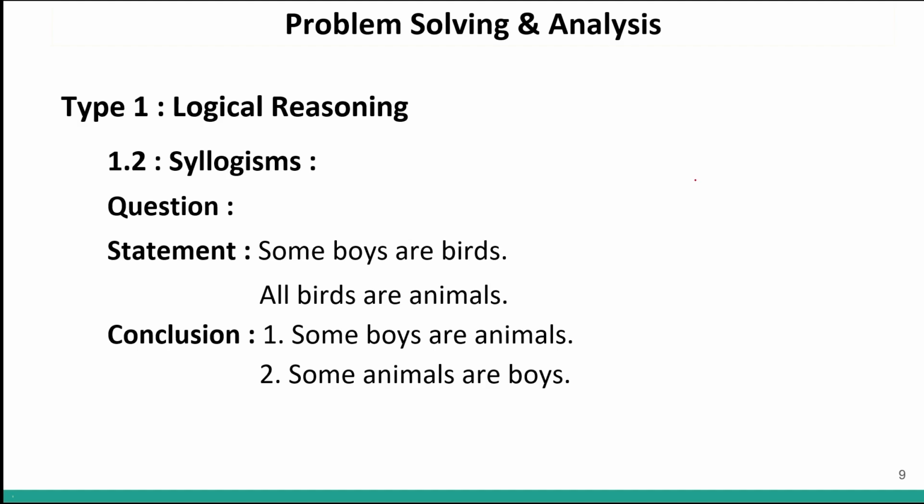Now let us move on to the next topic, that is syllogisms. Okay, so for understanding syllogisms, first we have to understand the concept of a Venn diagram. Venn diagrams you basically study in your school, but let us revise what we mean by a Venn diagram. A Venn diagram is basically a figure used to represent data.